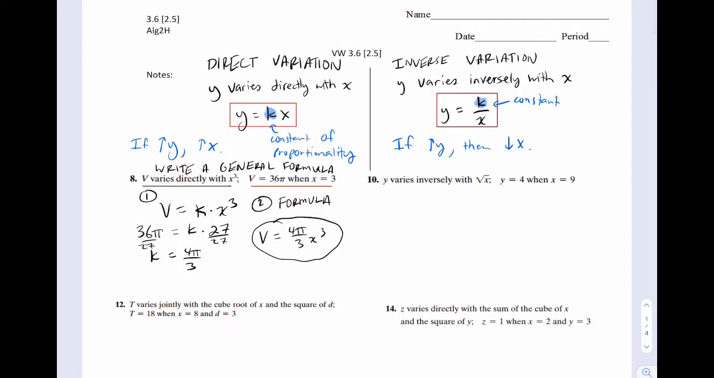Number 10. It says y varies inversely with the root of x. So step 1, just write your inverse formula. K over root x. We plug it in now. Use this information. If y is 4, we don't know k. Plug in 9 for x. Solve that. Your constant is 12. So step 2 is your formula. Y equals 12 over root x. And for formulas, you don't have to rationalize. You can leave it like this. That's going to be okay.